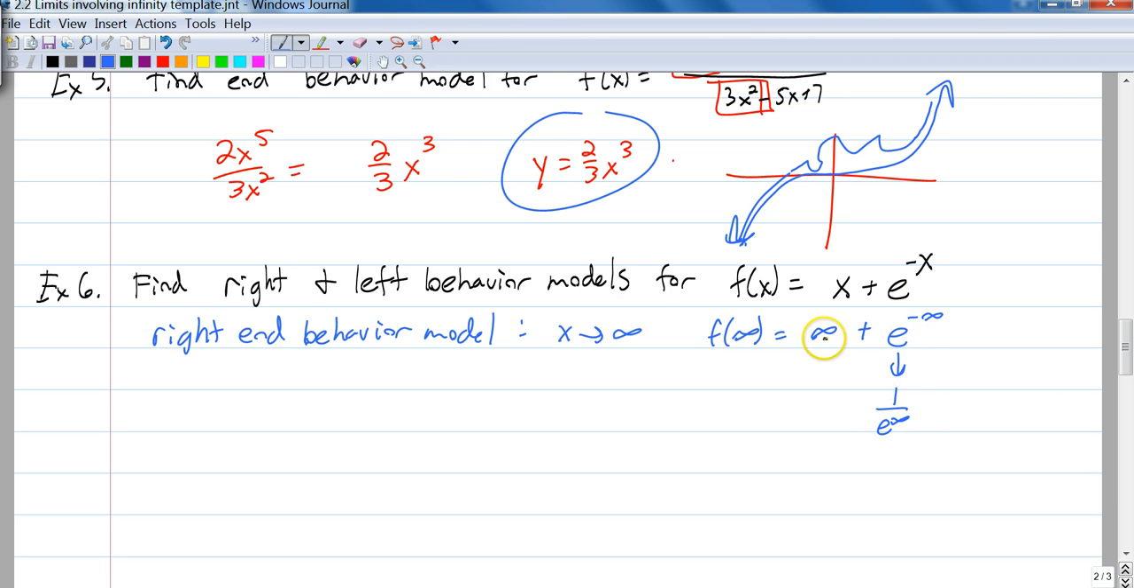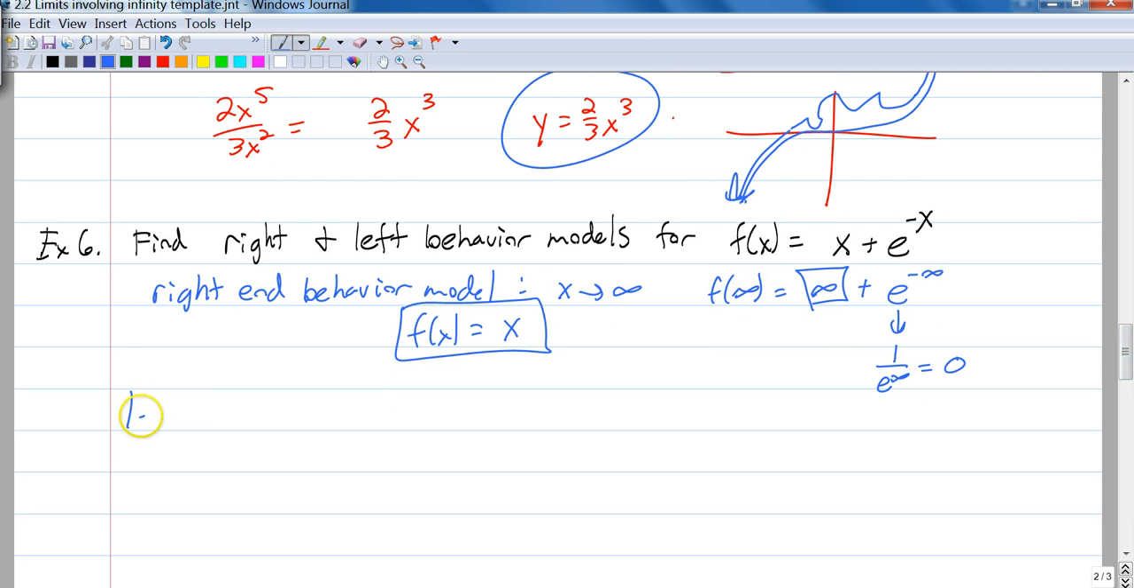So I have an infinity here plus 1 over e to infinity, if you want to call it that. When this gets huge, anything like that, it means that this piece goes to 0 because it's 1 over a really big number. So as you go off to the right, this keeps getting closer to 0 and is not affecting the problem at all, and this keeps going up to infinity. So we'd say the right end behavior model is f of x is equal to x, because that is the one that is winning out in this scenario.